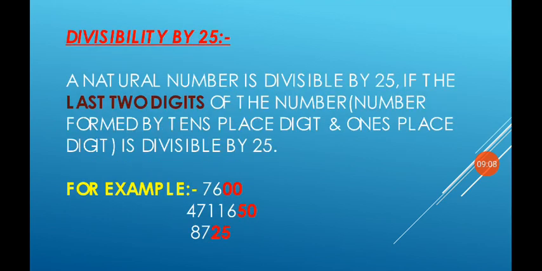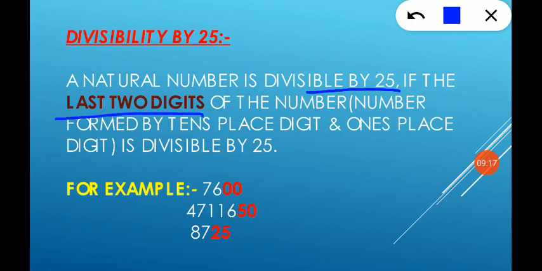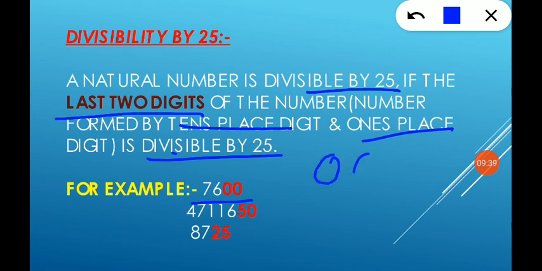Now next we have divisibility by 25. So a natural number is said to be divisible by 25 if its last 2 digits, that is the unit place digit and tens place digit, form a number that is divisible by 25. For example, 7,600, last 2 digits are 00, that is 0 only, and it is divisible by 25. So 7,600 is divisible by 25.